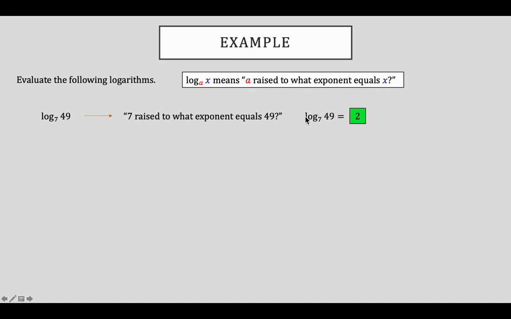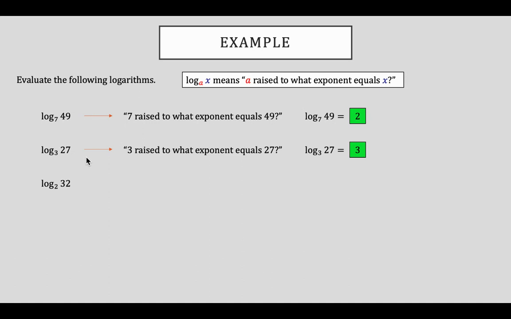Again, remember that logs represent exponents. What exponent? 7 raised to the 2 power, 2 is our exponent, is equal to 49. Log base 3 of 27. This means 3 raised to what exponent is equal to 27? Well, if we go by multiples of 3, 3 times 3 is 9, times 3 again is 27. This means that log base 3 of 27 is equal to 3.